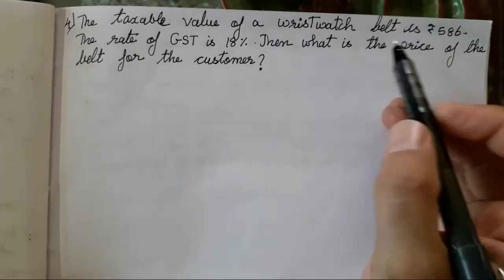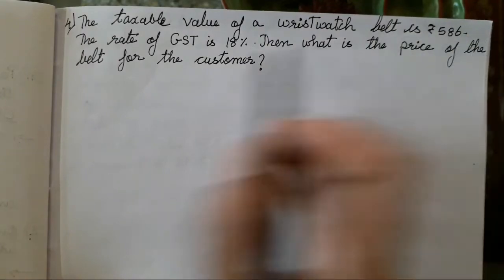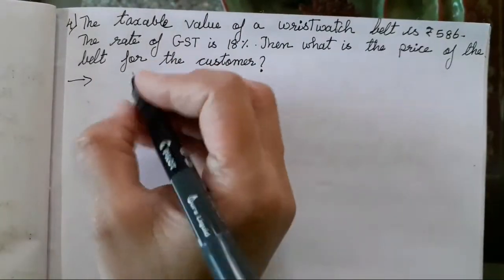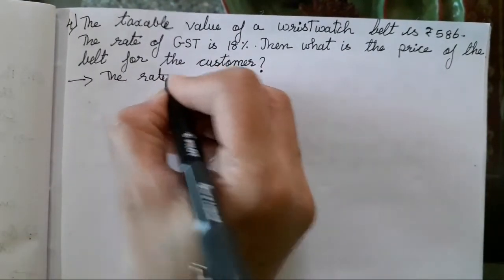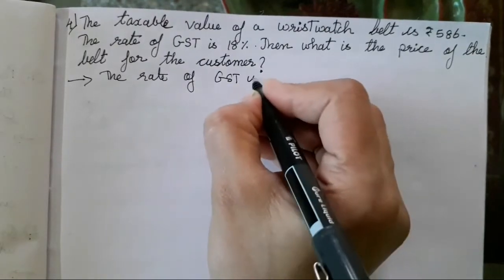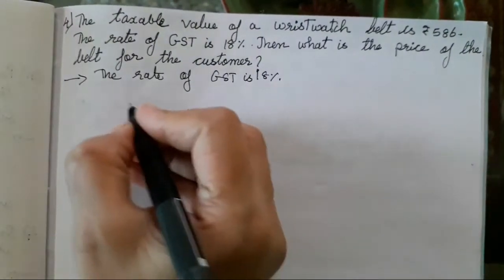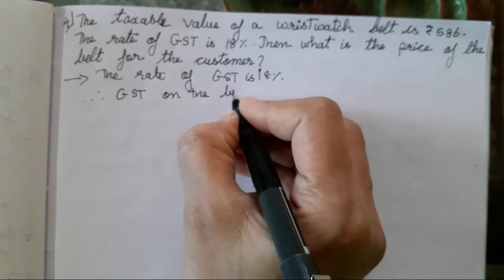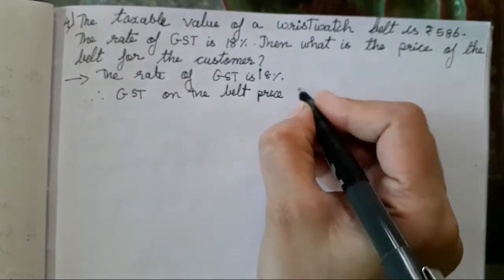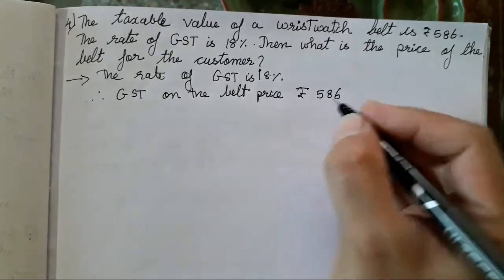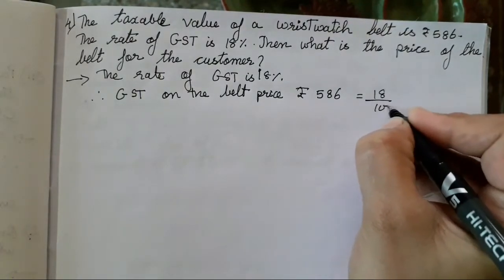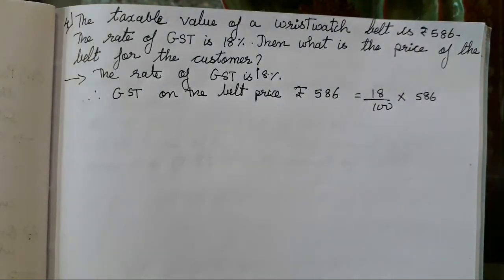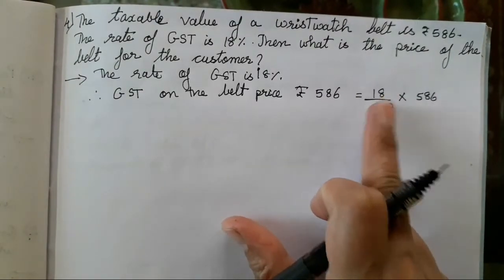The taxable value of the wristwatch belt is rupees 586. The rate of GST is 18%. Then what is the price of the belt for the customer? This is also going to be very easy. The rate of GST is 18%. Therefore, GST on the belt price of rupees 586 is going to be 18 upon 100 into 586. Got it, children? We have to find the GST on this amount, which is 18%. So 18%, how are you going to write?